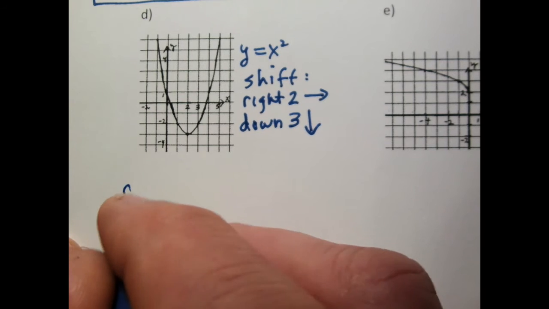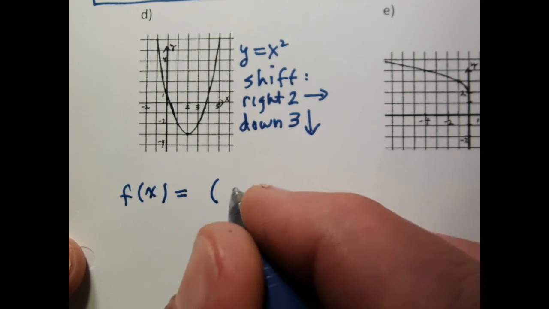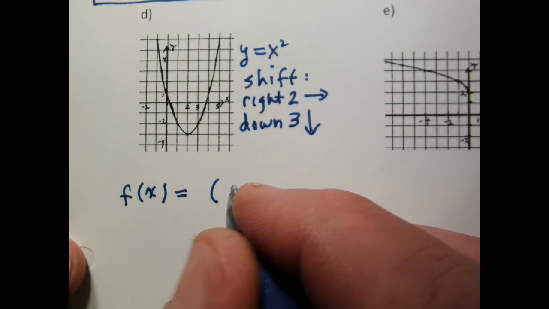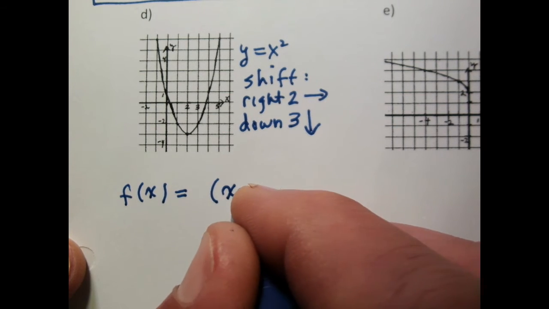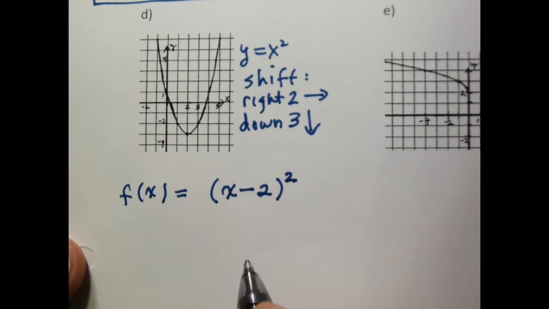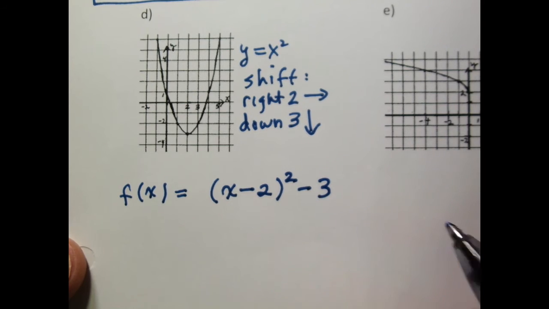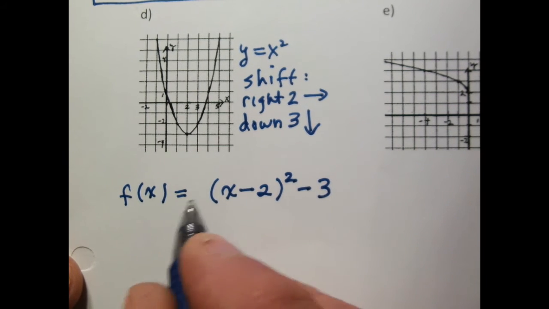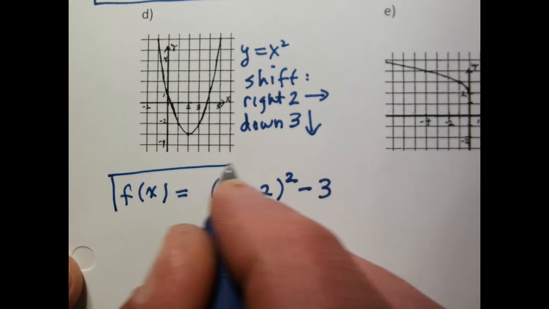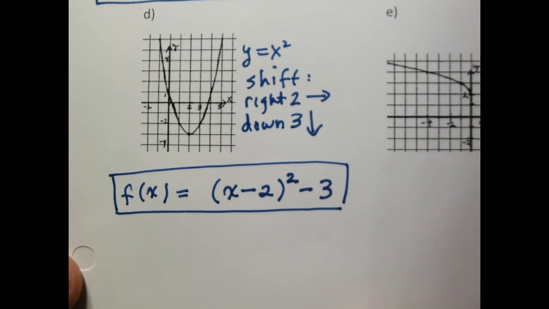So this is going to be f of x equals, we're going to have inside parentheses our horizontal shift. To the right 2 is x minus 2 squared. And then down 3 is outside the parentheses, a minus 3. So there's my formula for D.